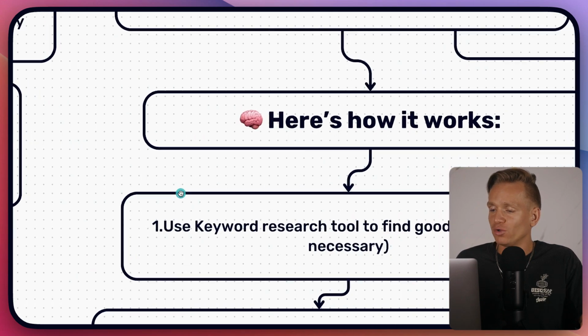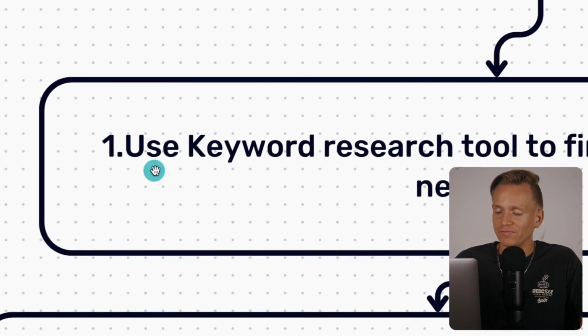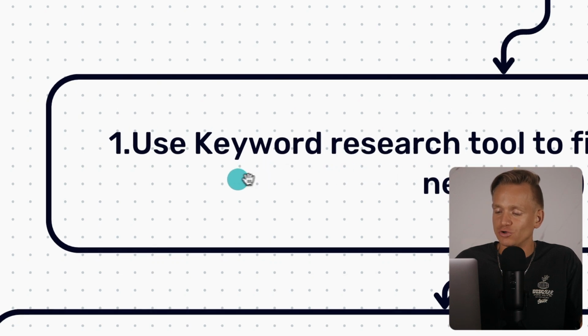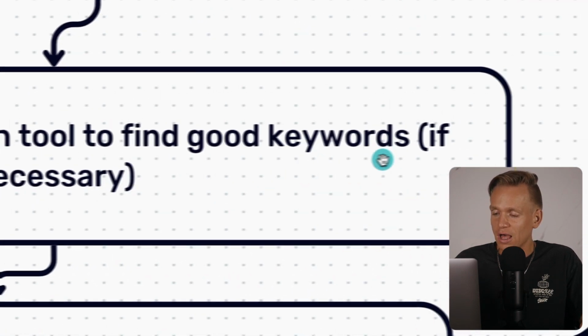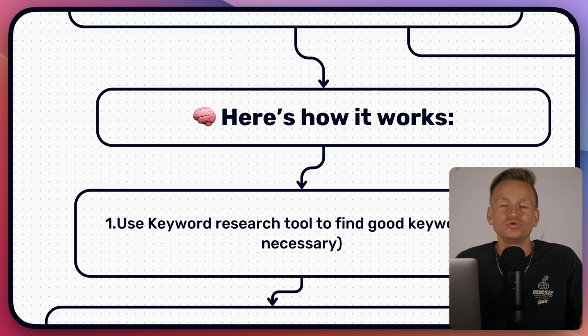So how does this work exactly? First of all, you need to find some sort of keyword, so you can use a keyword research tool. I wouldn't say it's necessary. You can try to do just a manual keyword research. And there are some free tools as well. I will leave all of the different things.